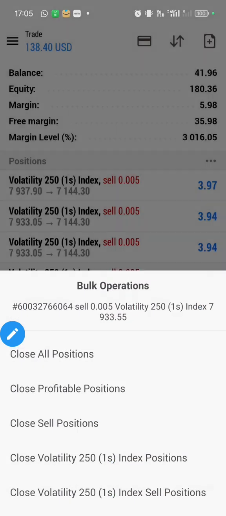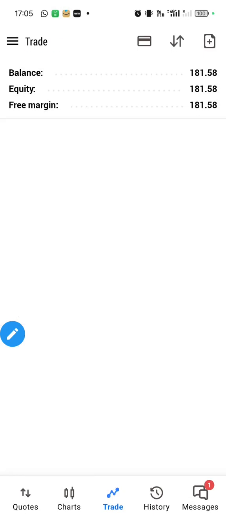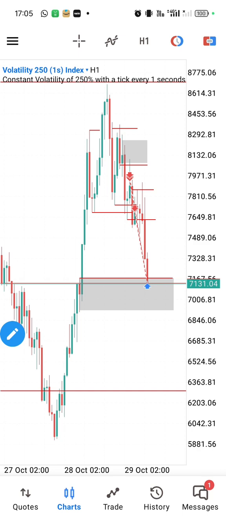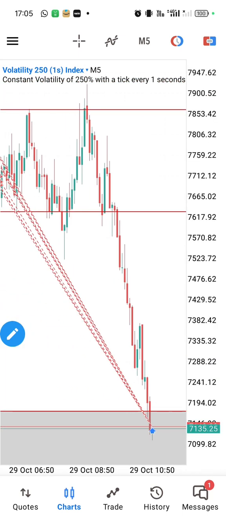That's a good amount of profit. So I decided to close right there, from 40 USD to 180 USD. That's some good profits. Now you can see right there that we ended up cashing out.